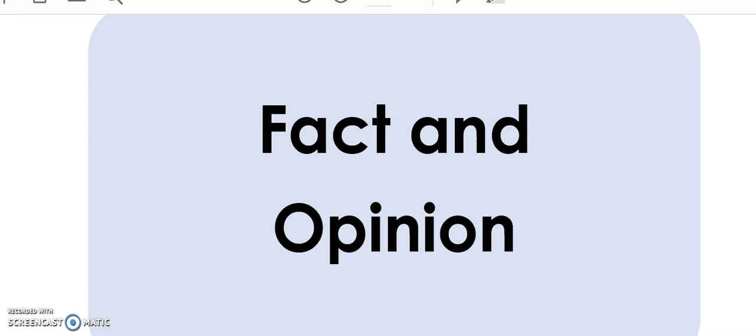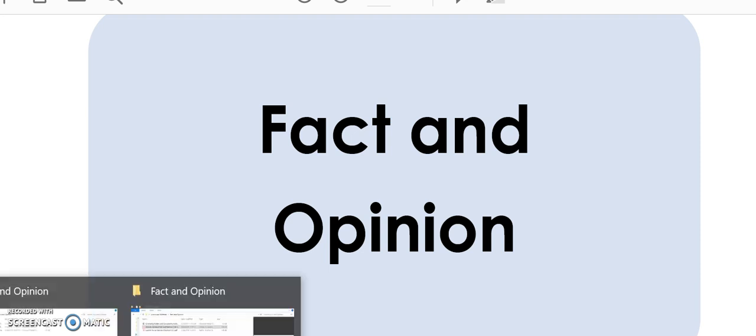Good readers think about this when they read. They need to decide whether or not what they have read is true, is it a fact, or if it is an opinion, is it how someone feels.